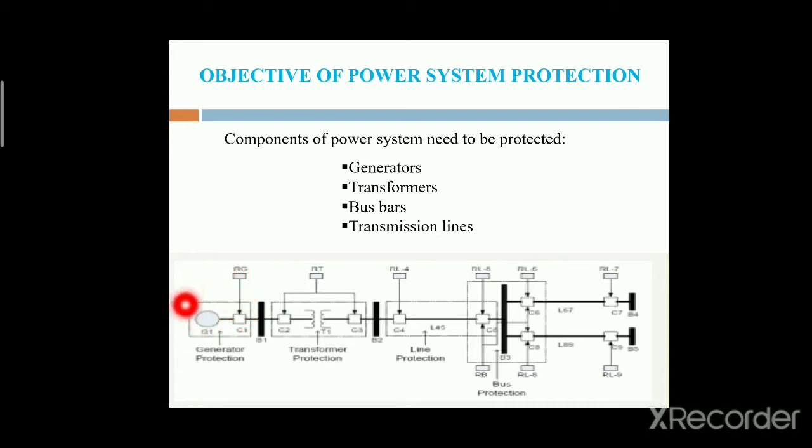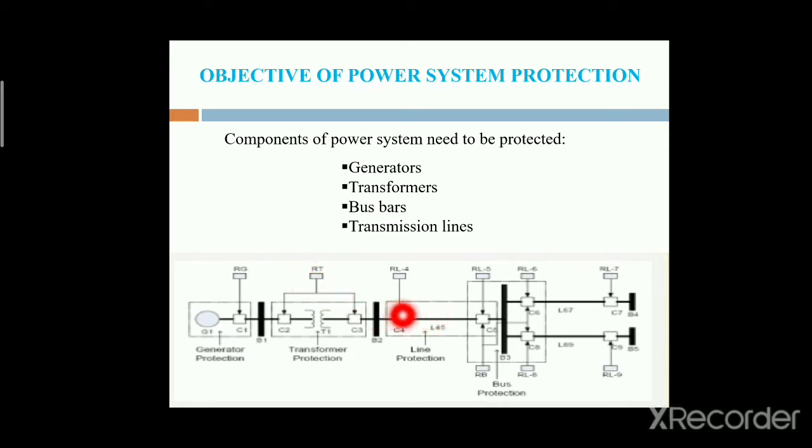This is the generator protection. RG is the generator protective relay. Next one is the transformer protection. This is the transformer protection, in which we are using RT. RT is the transformer relay.